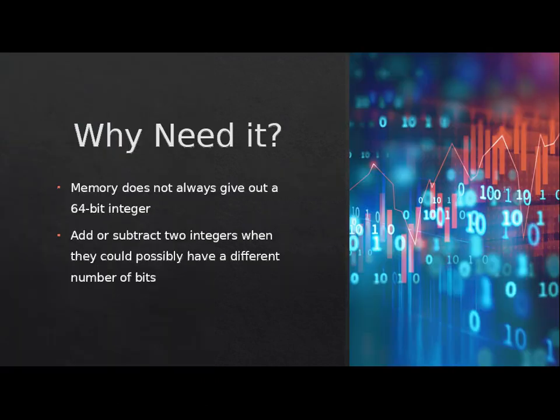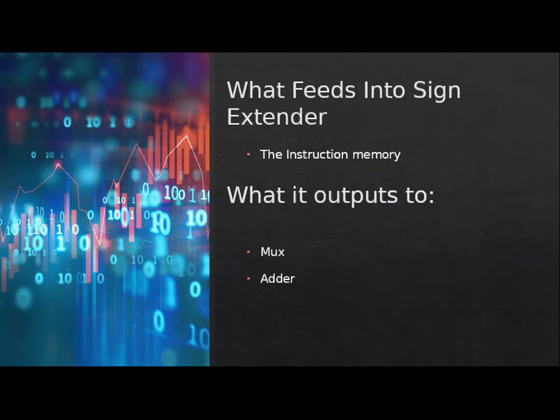Why we need it: memory does not always give out a 64-bit integer, and we add or subtract 2 integers when they could possibly have a different number of bits. What feeds into the sign extender? The instruction memory feeds into the sign extender, and then it outputs to a mux and an adder.